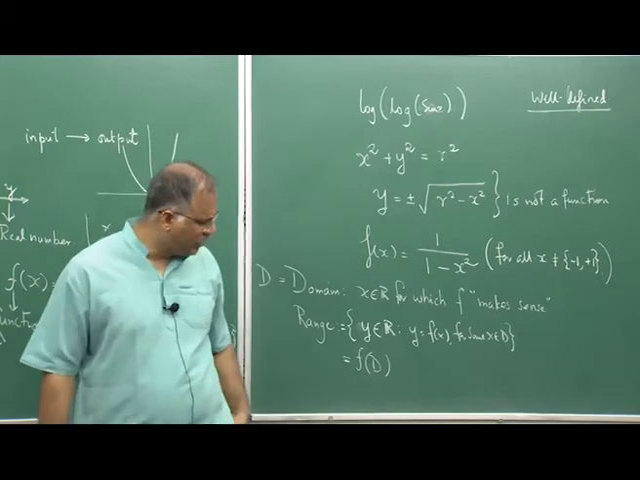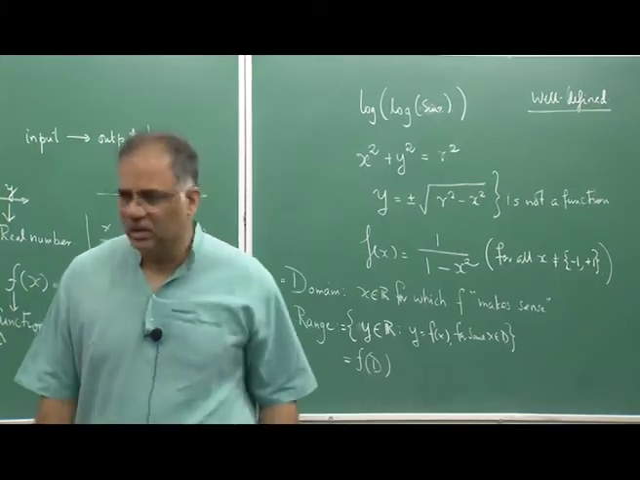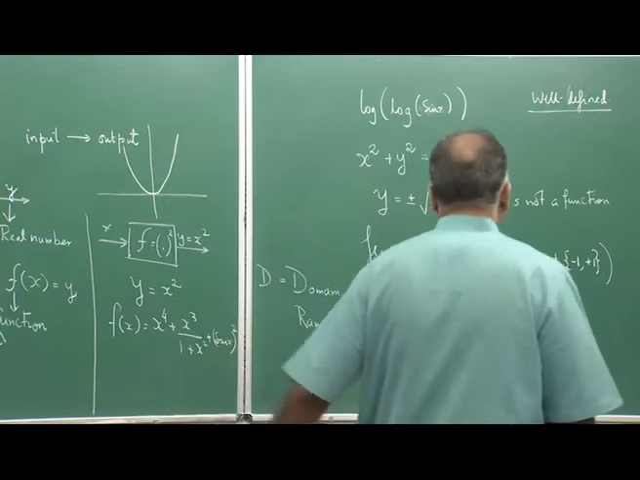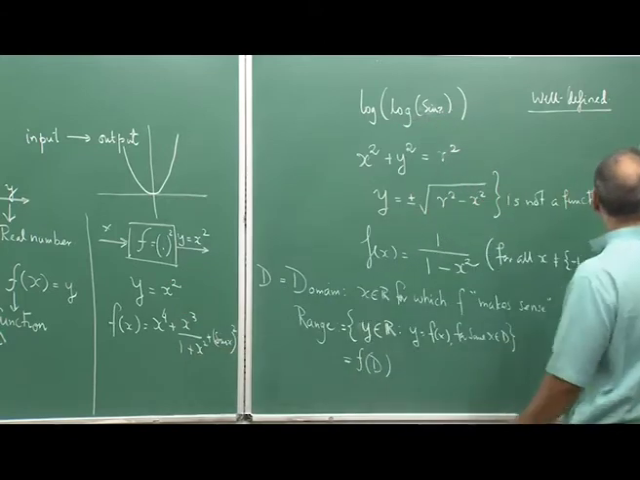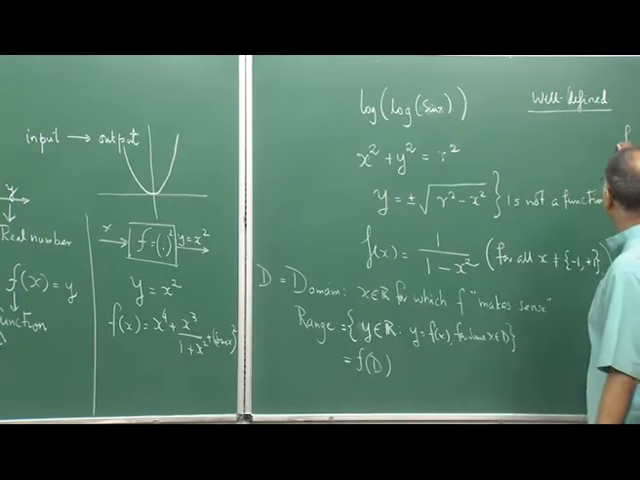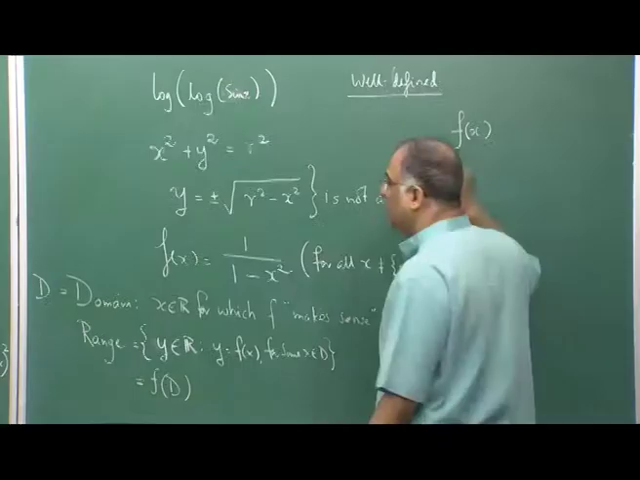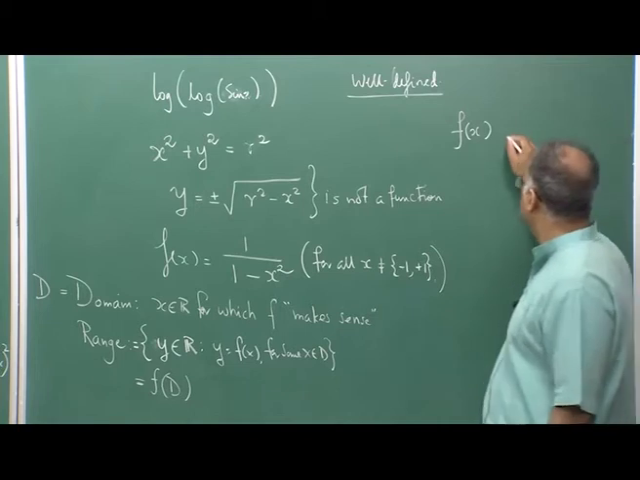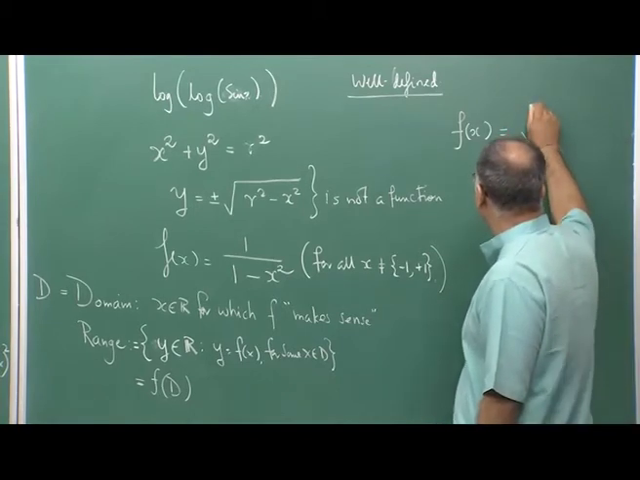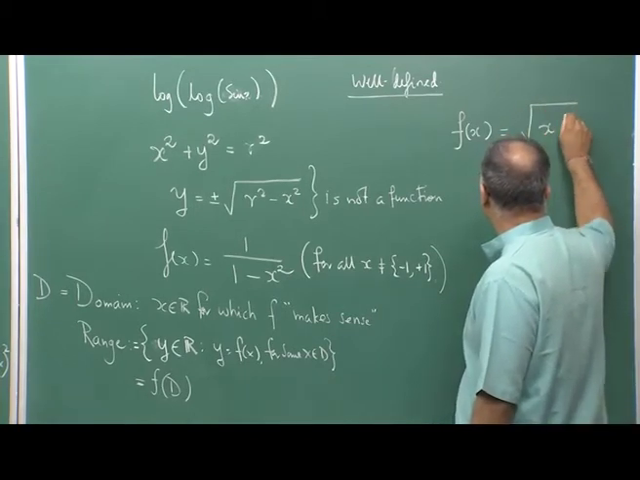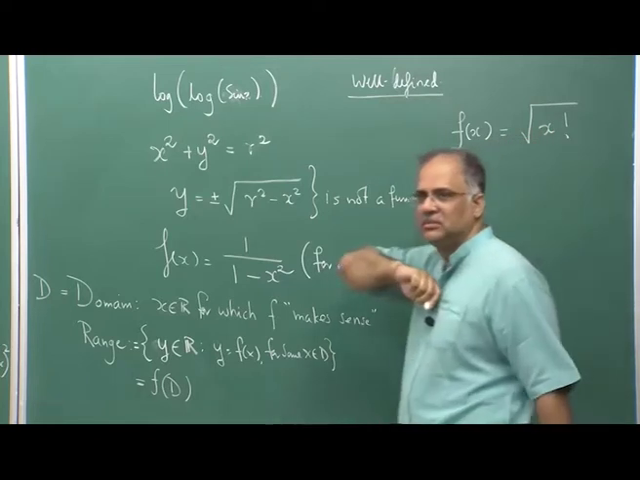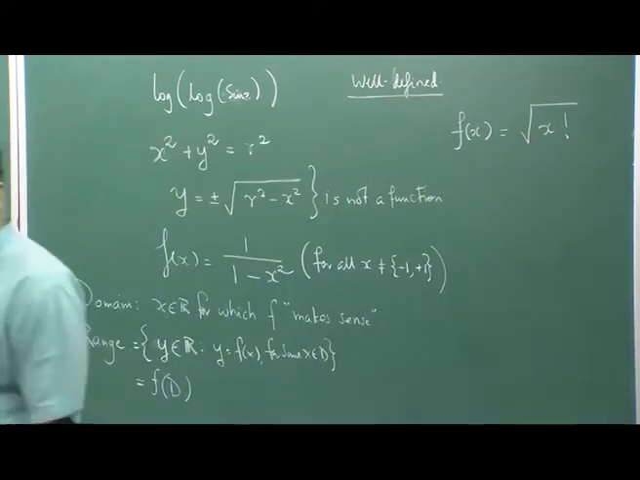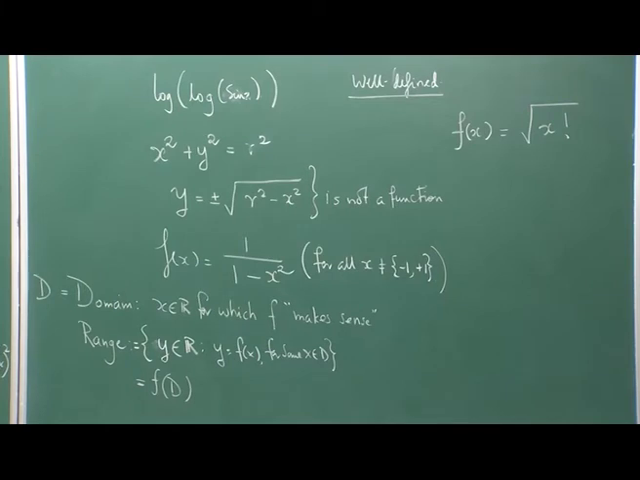I have found a range, when I can always find the range of a function. Stewart gives a very nice example that it is not always possible to define the range of a function. He gives a very unique example, and I have never seen this example anywhere in any book. Square root of x factorial. So, what does square root of x factorial mean?